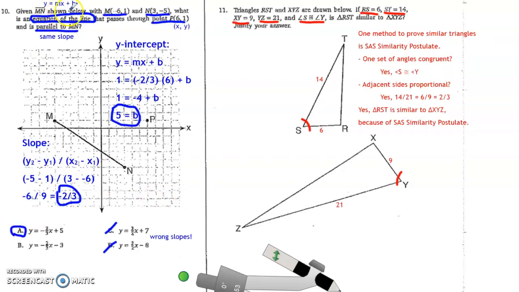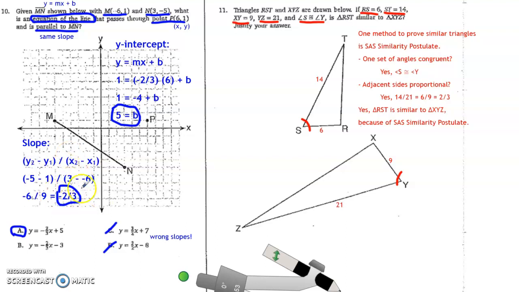For number 10, it asks us to find the equation of a line that passes through the point P, and it's parallel to a given line. Well, first we need to identify the slope of that given line. MN's slope is y2 minus y1 over x2 minus x1. That's -2/3 when you solve it all out. You could also do up and over as I did in the previous problem, but I wanted to show this work because it's pretty necessary for you to understand how to do it both ways.